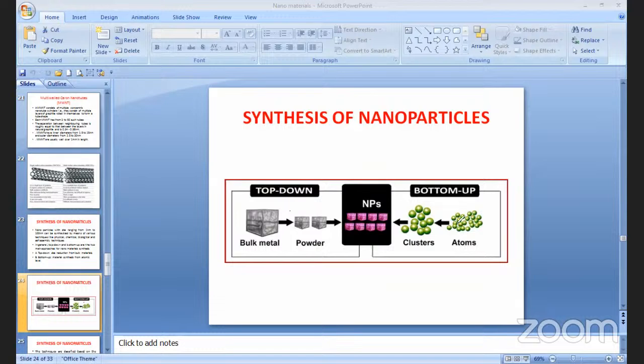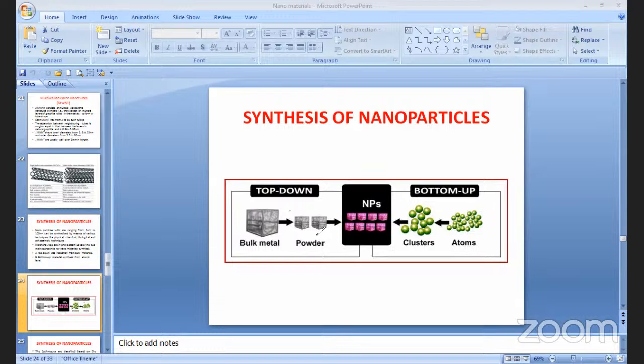Whereas in the case of the bottom-up method, we take small atoms and combine different atoms, and these atoms form clusters, and from that we make nanoparticles. So these are the general methods: the top-down method as well as the bottom-up method.